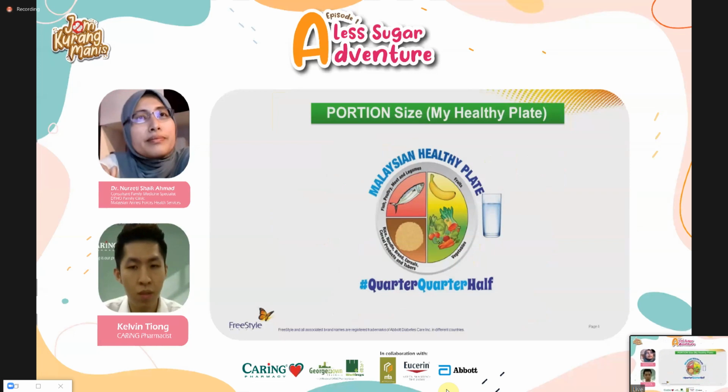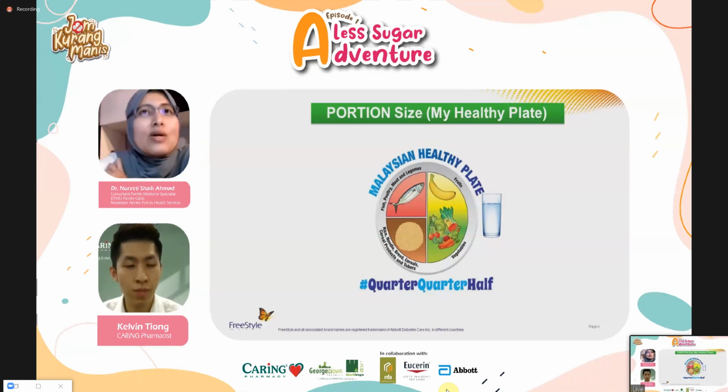concept recommended by our Ministry of Health. We call it the Malaysian Healthy Plate. The Ministry of Health made this Malaysian Healthy Plate especially for Malaysian people. That's why you can see rice and banana on the plate, because banana is like a Malaysian fruit, and rice is a universal Malaysian food. If you see the healthy plate in America, the food inside there will be different.